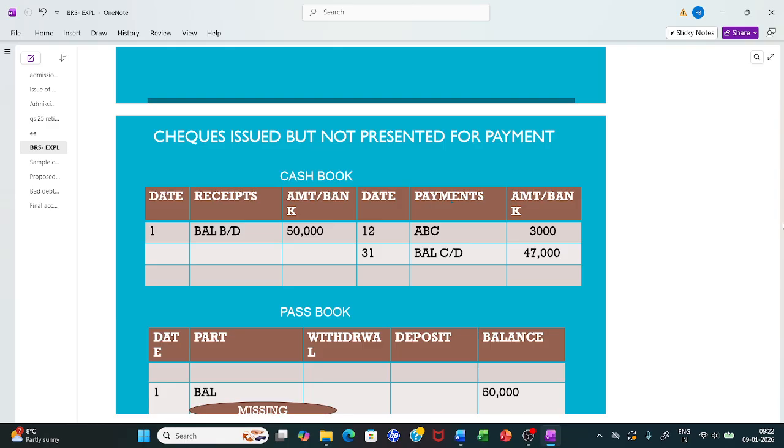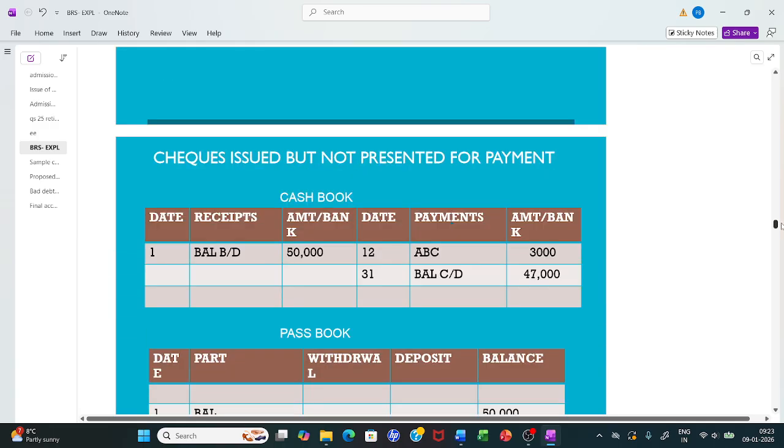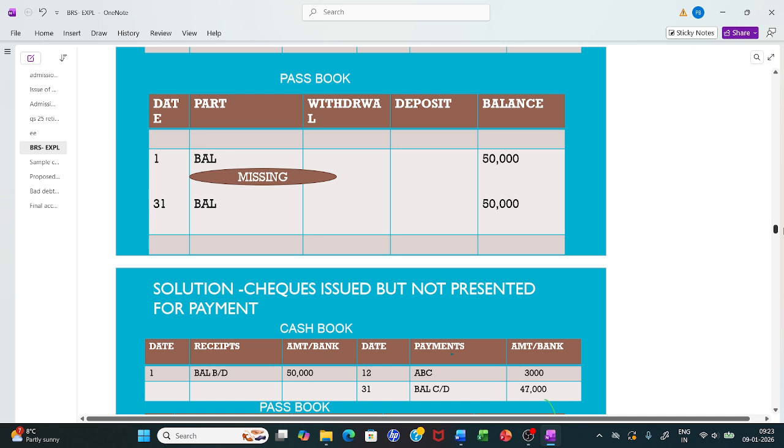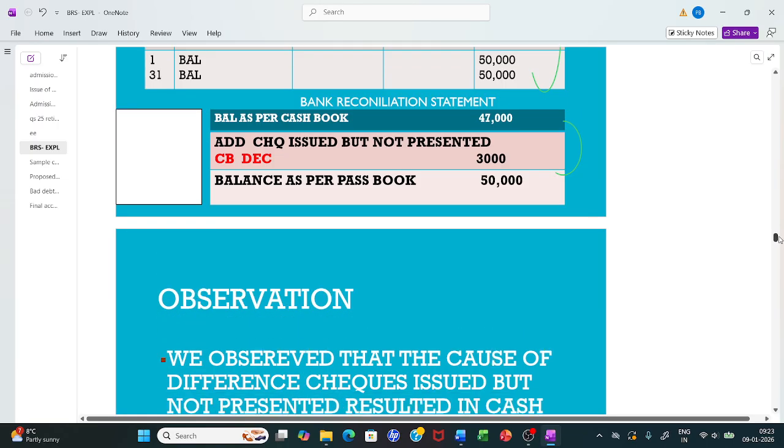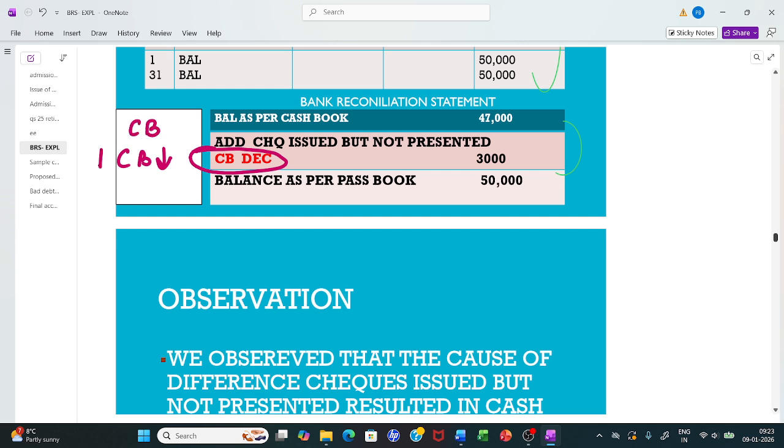This is a problem. We have given a check to ABC, check issued but not yet presented for payment. This is my first cause. We have already seen this part, 3,000 given to ABC, but here it remains the same. So the check has been issued, but my passbook balance has not reduced yet. Now let me show the same. Say I am given the balance as per cash book as 47,000. I need to find the balance as per passbook, which is 50,000. What should I do? I need to add this amount. Checks issued but not presented lead to a cash book decrease. So from here I can generalize: if I have the balance as per cash book and I add to that the decreases, I will get my balance as per passbook.